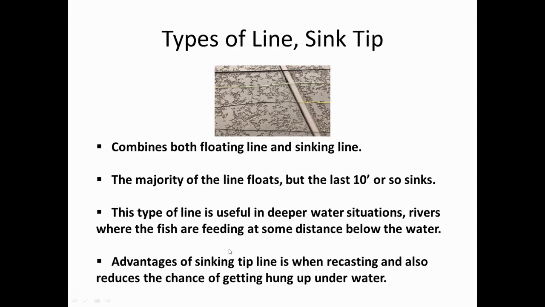Some other advantages to it: when it comes time to recast and you've got your line in the water there, you don't have to have the entirety of the line out. You can pull it out just like you can with a floating line, and use the tension of the surface for your next cast. Also, with the majority of it floating, it's going to prevent you from getting hung up on the bottom, and you can use it in kind of medium depth waters, if you want to put it that way. And where I used it effectively was in rivers. Okay, so that's sink tip line. No knot or anything. It just flows from the floating part to the sinking part.